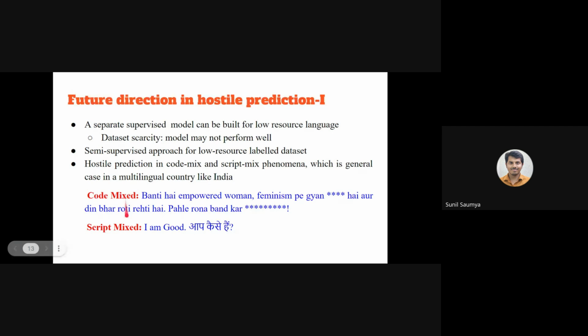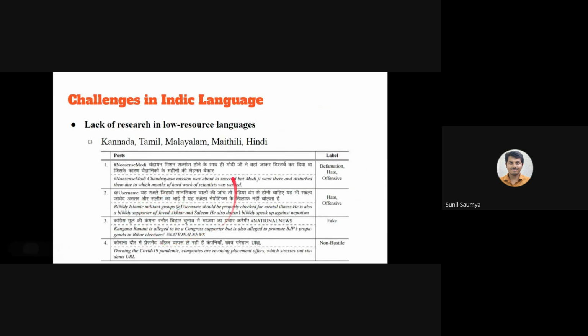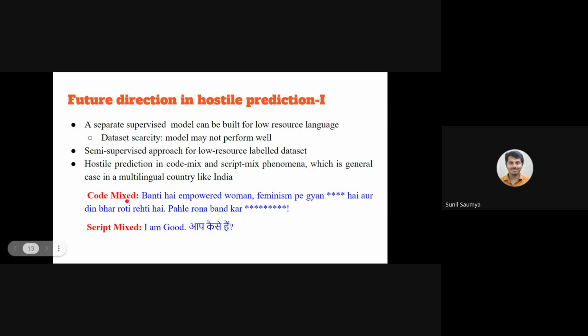I have shown here two examples. The first is about code mixing. In the data set which I showed you, at least the data is monolingual, meaning the complete sentence is in one language, Hindi in Devanagari. This is still better for the model to learn and understand. But when it comes to code mixed or script mixed data, it becomes more challenging, even for machine learning or deep learning models.